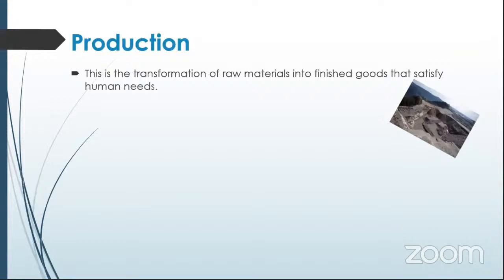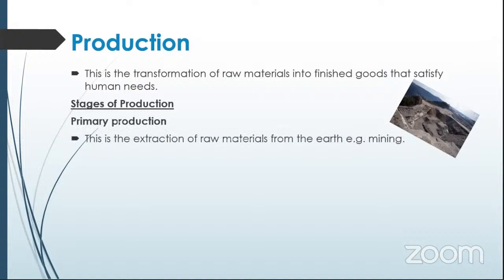Production is the transformation of raw materials into final products or final goods to satisfy human wants and needs. Stages of production. We begin with primary production, which is the actual extraction of raw materials from the earth. This is the first step. We get materials through mining, farming, and fishing, those processes which involve getting raw materials from the earth from scratch.